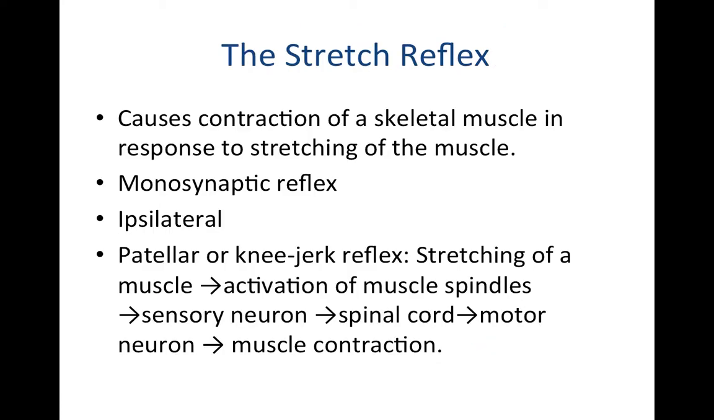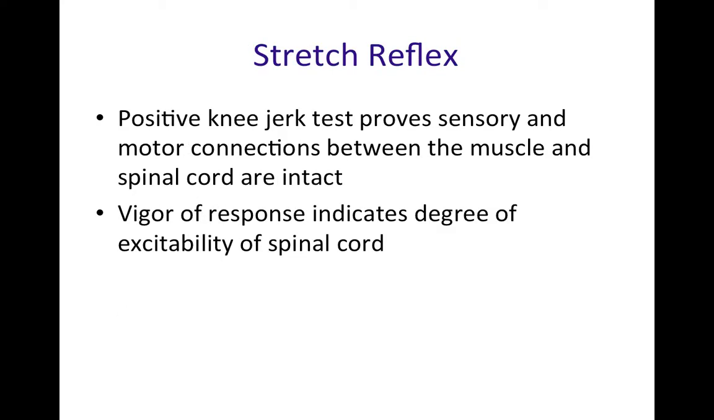So the stretch reflex will cause contraction of a muscle due to stretching of the muscle. It's monosynaptic, meaning one synapse, only two neurons will be involved there. It's ipsilateral, which means that the stimulus comes in on one side of the spinal cord and the motor output will go out through the same side. So stretching of a muscle will activate those muscle spindles. Sensory neuron goes into the spinal cord through the dorsal root, and then the motor neuron will come out through the ventral root and cause a muscle contraction.